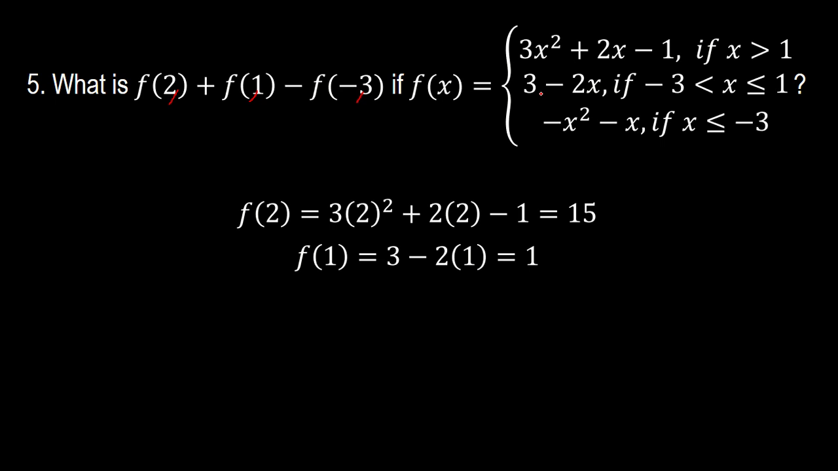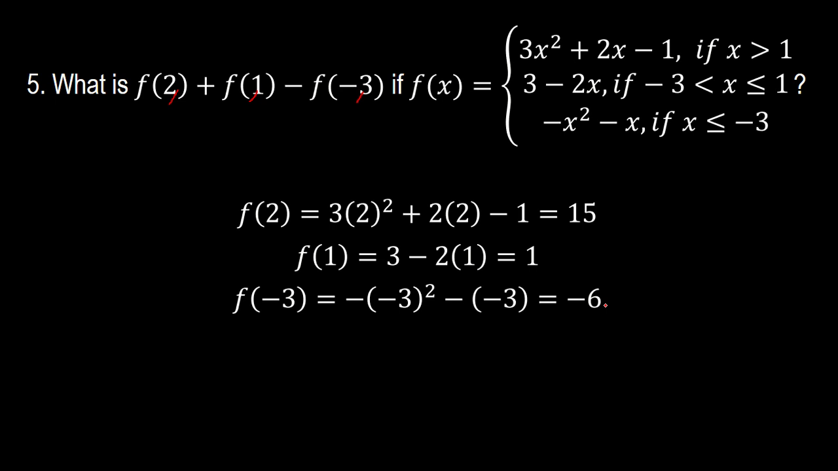Then lastly, we have f of negative 3. Okay, so negative 3 is on the third subfunction because x is less than or equal to negative 3. So with that, let's try to substitute. We'll have negative times the quantity negative 3 squared minus negative 3. And if we simplify that, the answer here is negative 6.